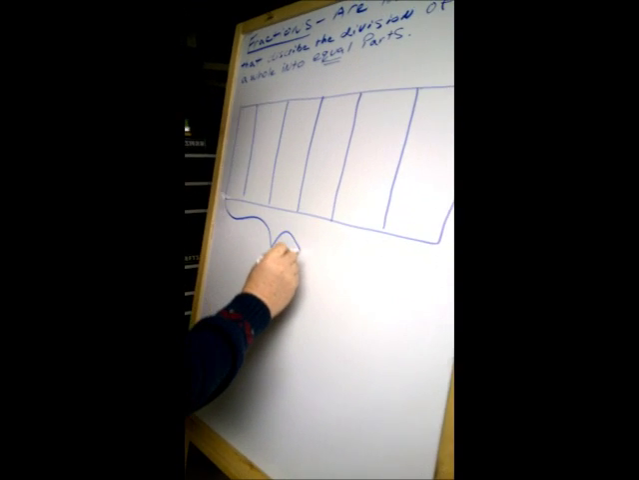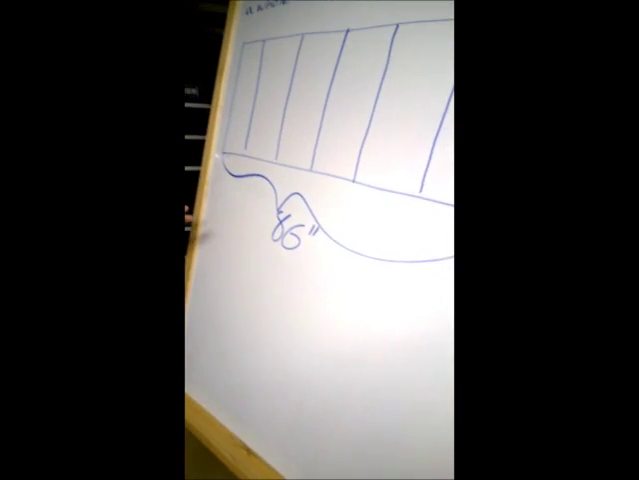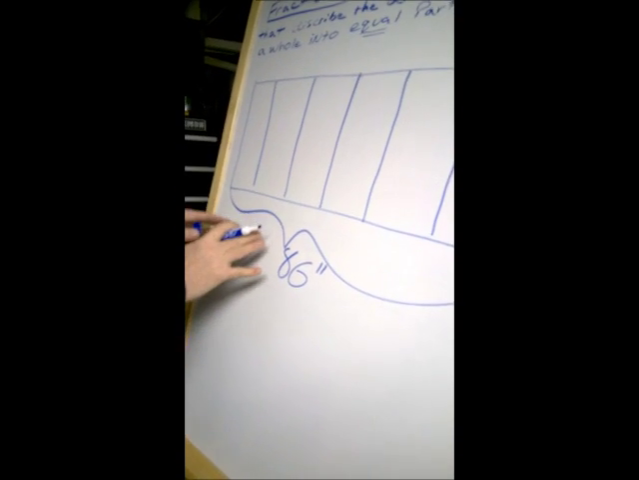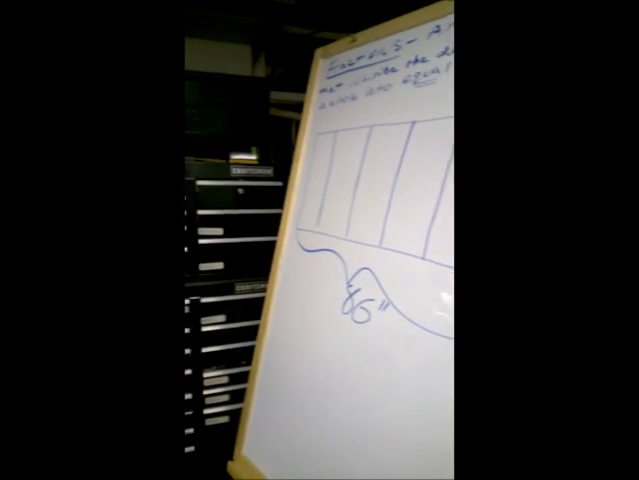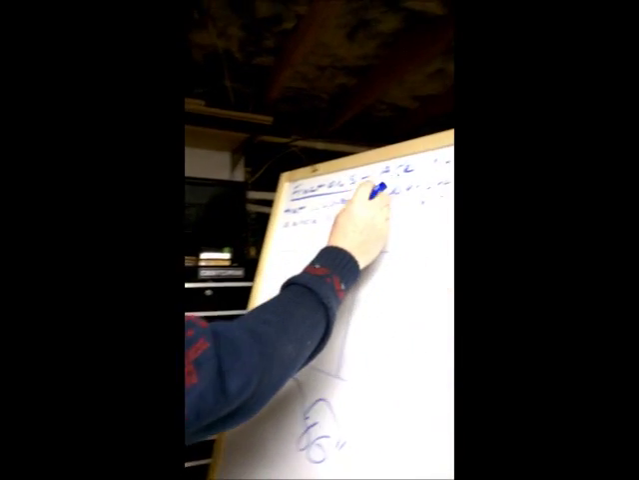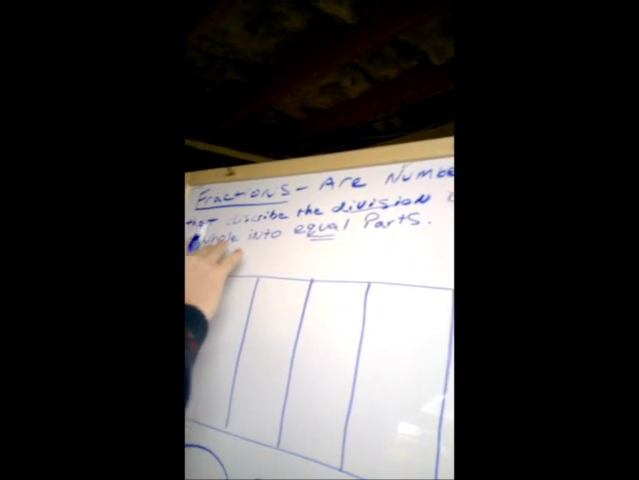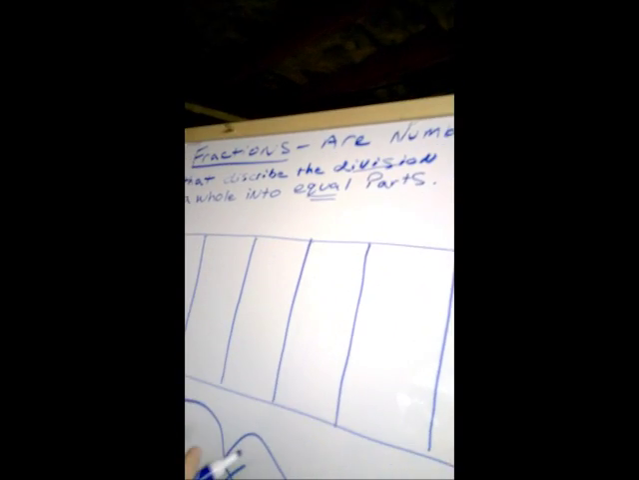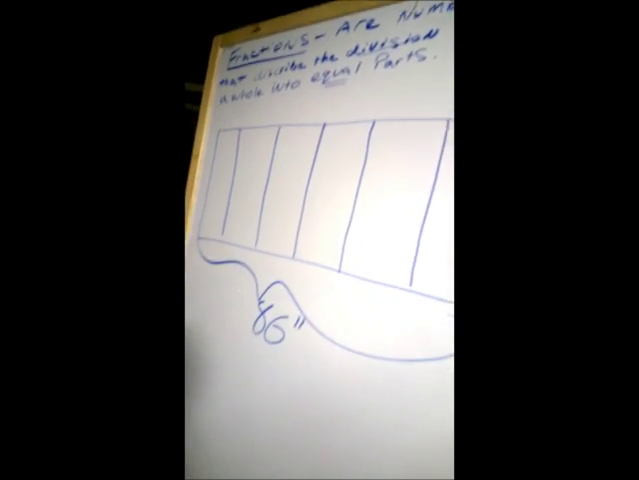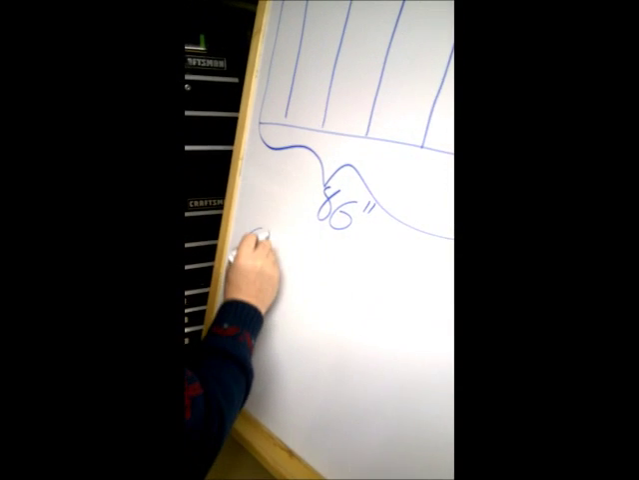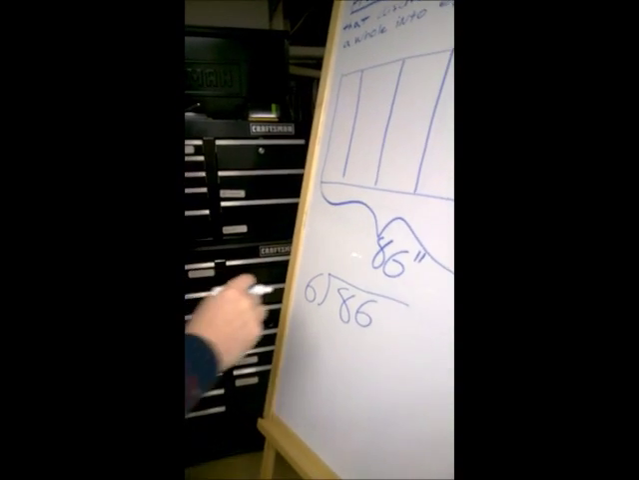So I have to label the whole. The whole is 86 inches again. Now, how do I get 6 equal parts into 86? Well, a fraction is a division of a whole into equal parts. So I'm going to use division to divide the whole into 6 equal parts. I'm going to take 6 into 86. Follow me on the math.